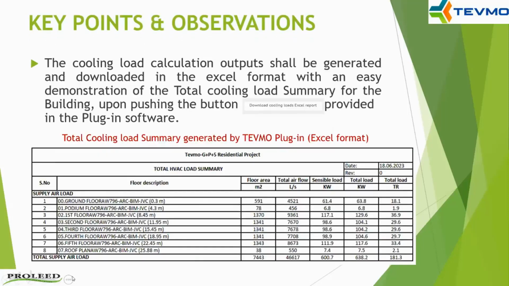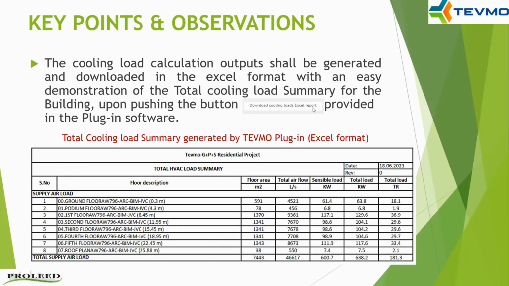And coming to the final output files, the cooling load calculation outputs can be generated in a standard Excel format, with an easy demonstration of the total cooling load summary for the building. After obtaining the cooling load calculation, we just push this button available in the plugin software, which is download cooling load Excel report, as rightly shown by Victor in his presentation. It will give you an Excel report in the format shown on the bottom.